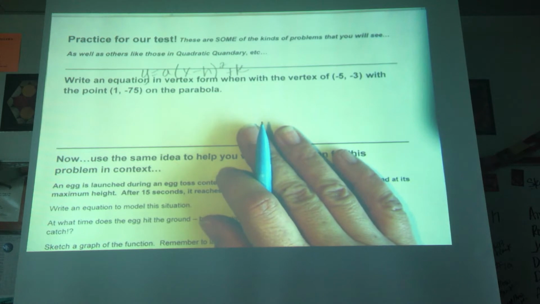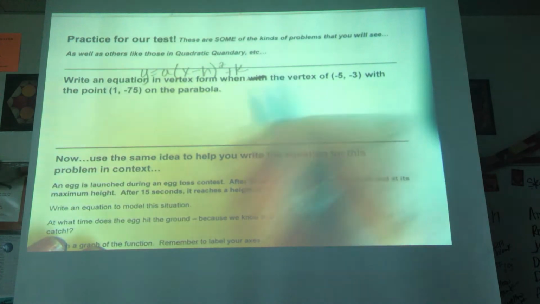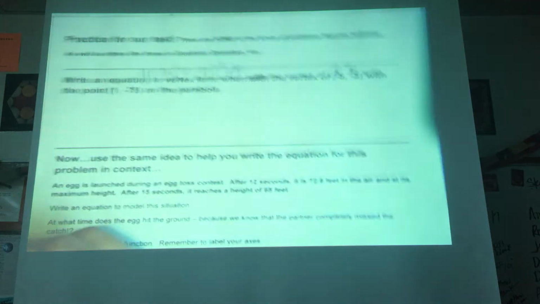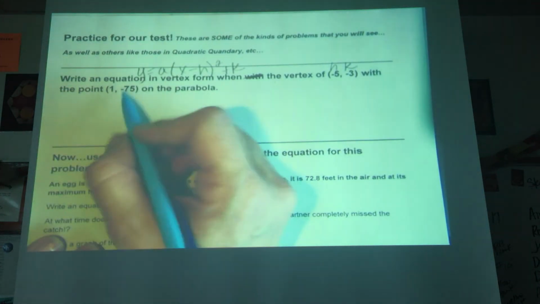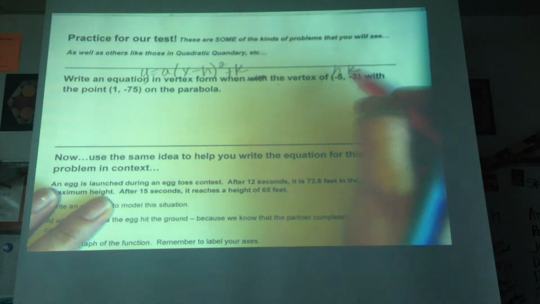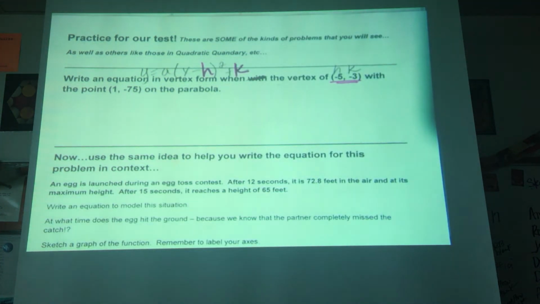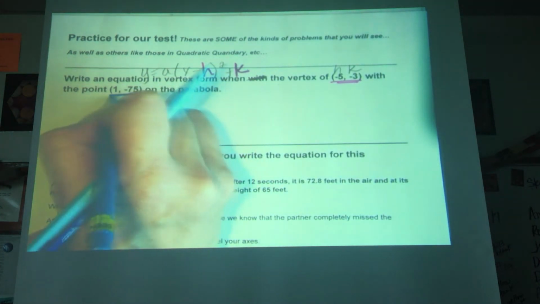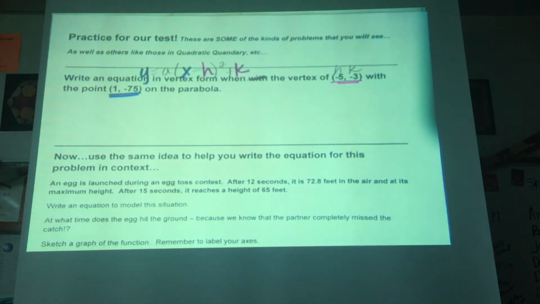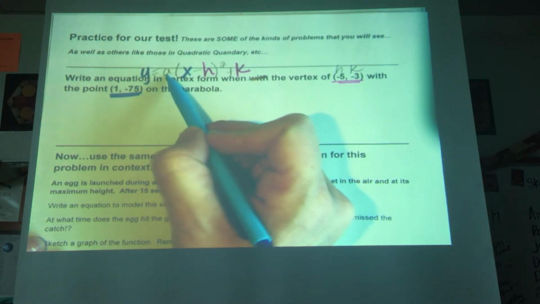The first problem that you tackle says write an equation in vertex form with the vertex of -5 and -3, which is going to be our H, K, and the point 1 and -75 is on the parabola. So what I realize right now is that I have the H, K values to help me. And I also have an X and Y pair that are on the parabola that I can put into place. Using those is going to leave me with the ability to solve for the A value that I can put into this vertex form.